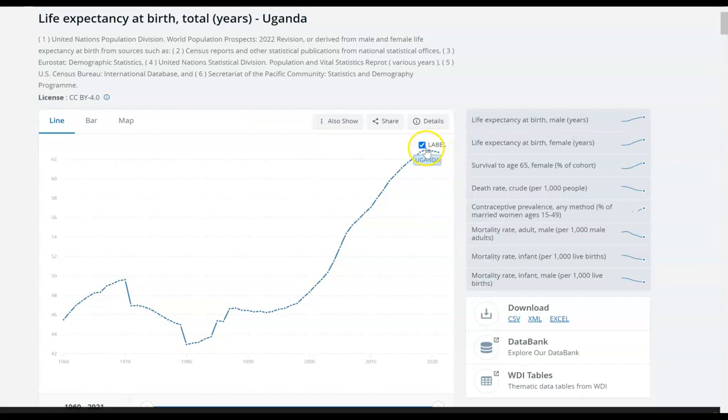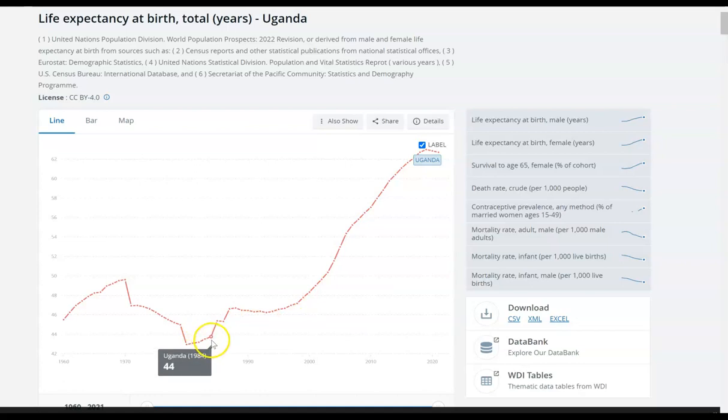It reached a peak of, what is that? I can't get the number to load. Looks like about 64, and then it fell. Okay, it fell in recent years. So anyways, but it was at a low of 43 in the early 1980s.